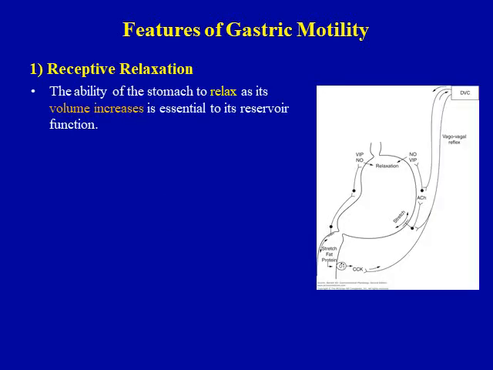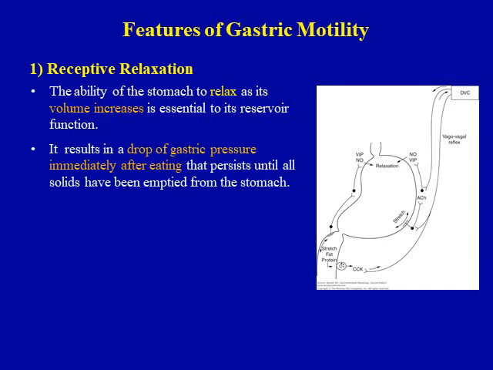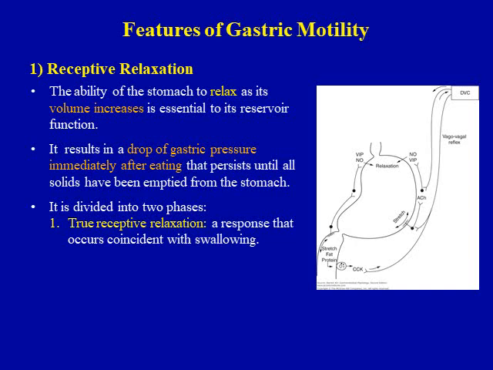The receptive relaxation, the ability of the stomach to relax as its volume increases, is essential to its reservoir function. It results in a drop of gastric pressure immediately after eating that persists until all solids have been emptied from the stomach. It is divided into two phases. One of them is the true receptive relaxation. The relaxation will happen before the arrival of the food bolus into the stomach, and it occurs coincident with swallowing as part of the swallowing reflex.